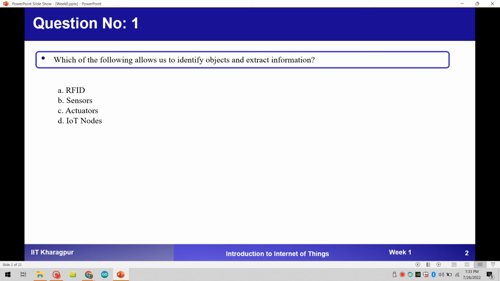The options for this question are RFID, sensors, actuators, and IoT nodes. In order to answer this question, we should know what exactly is RFID, what is sensors, what are actuators, and what are IoT nodes. So I'll start with your RFID. RFID is a wireless technology which consists of your readers and tags. Reader is a device that has one or more antennas. These antennas can emit and receive signals in order to identify the objects.